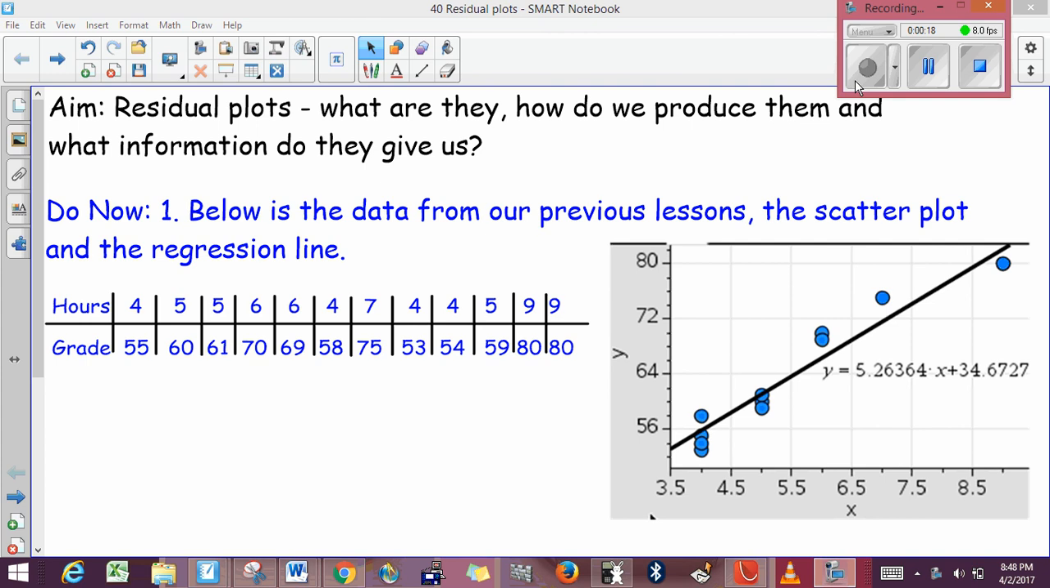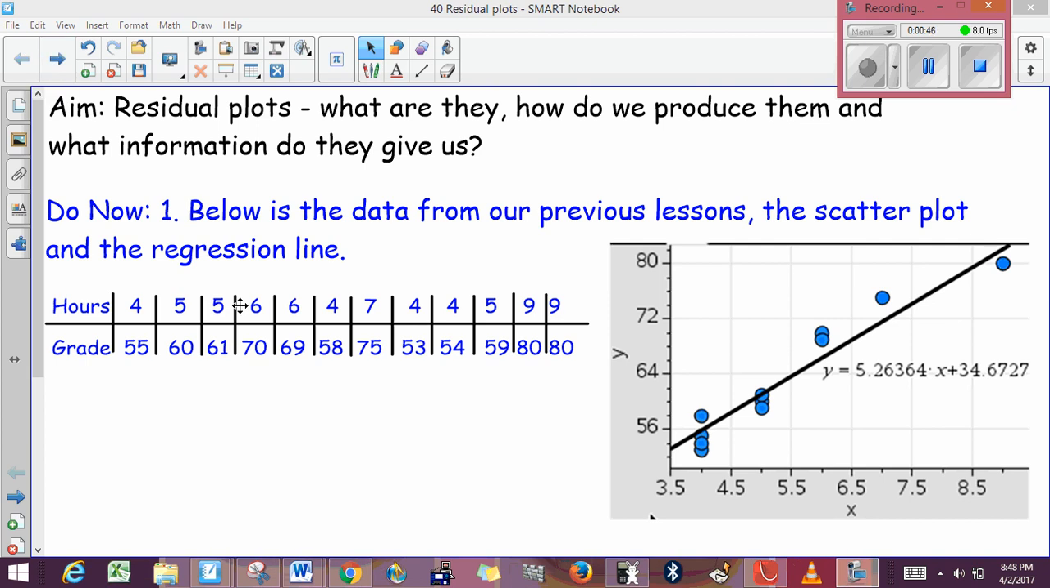So below is the data from our previous lessons, which represents the number of hours a student is studying and the grade they get on a test. And we have the scatter plot over here and the regression line. Okay, so this is the data we're going to use to create the residual plot.